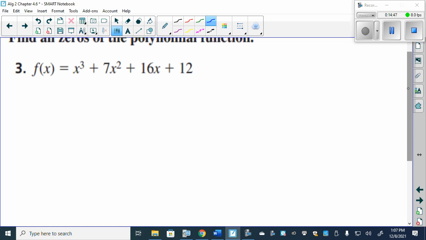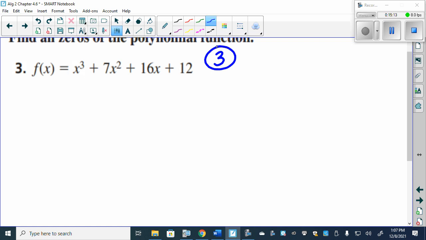Let's look at this next one here. So, how many solutions do we expect to find? Because the degree is 3. So we're going to go on and graph it to find solutions. How many solutions would be nice to find? 3, because it'd be nice to find 3, because if we find 3, we are done.